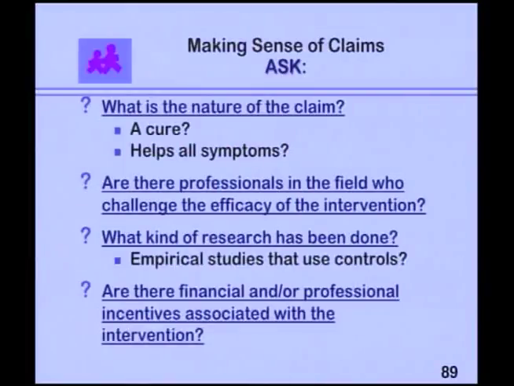When you're making sense of a claim, ask yourself these things. What's the nature of the claim? Are they saying it cures autism, that it helps everything? It can clear up sinus passages as well as autism? Are there professionals in the field who challenge the efficacy of the intervention? Has anybody said, no, this is a bunch of hooey? What kind of research has been done? Are they empirical studies that use controls, or is it anecdotal evidence? Are there financial and or professional incentives associated with the intervention? Is someone getting money off of it? Is there a reason why they may be promoting it?